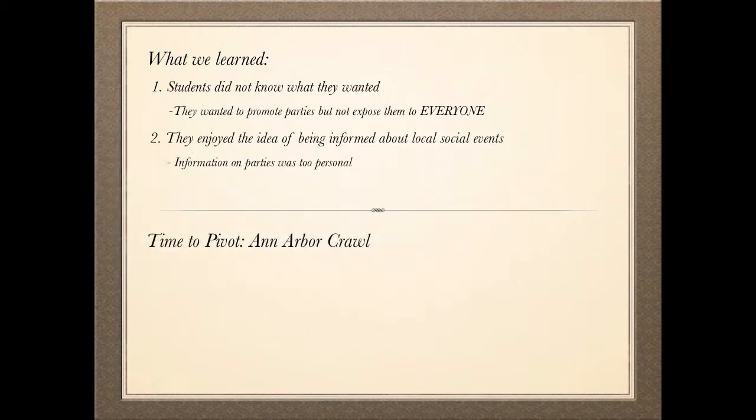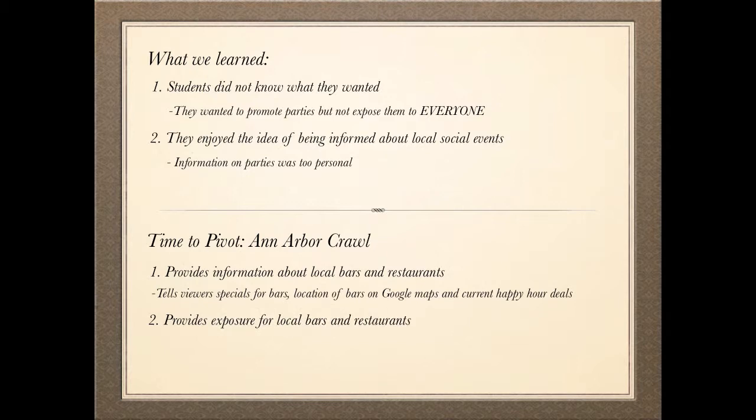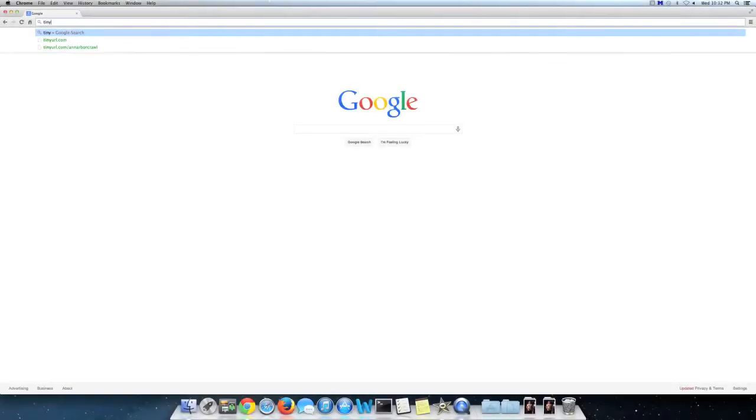Our next idea, Ann Arbor Crawl. Ann Arbor Crawl provides information about local bars and restaurants. It tells the viewers specials for the bars, the location of the bar on a Google map, and current happy hour deals. It also provides exposure for local bars and restaurants. These bars would benefit from promoting their specials, their happy hours, along with other things.